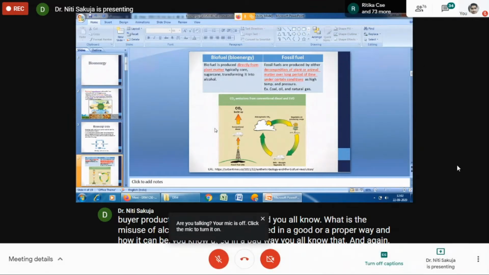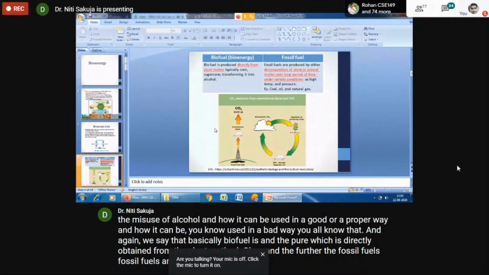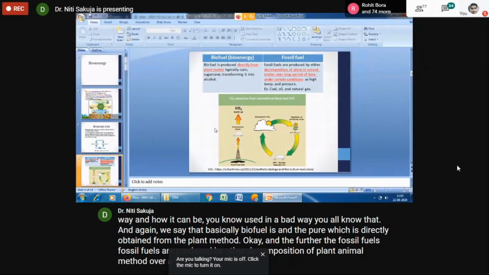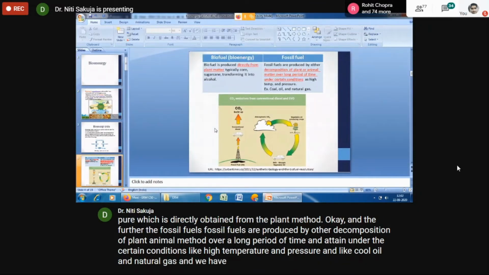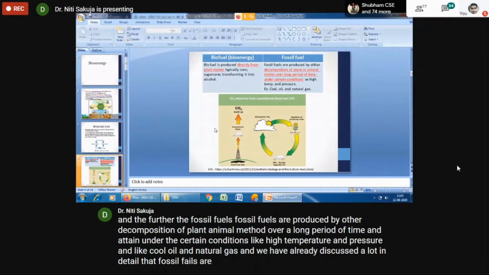And what are fossil fuels? Fossil fuels are produced by decomposition of plant or animal matter over a long period of time, under certain conditions like high temperature and pressure, like coal, oil, and natural gas. We have already discussed in detail that fossil fuels are non-biodegradable, and they take a lot of time to generate.